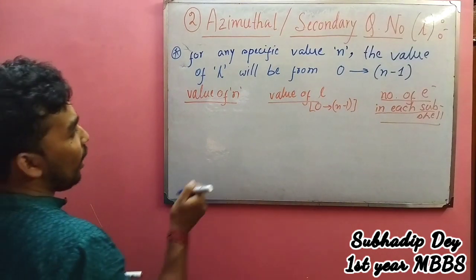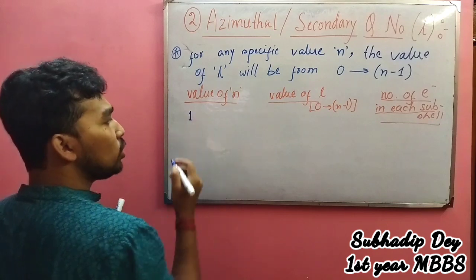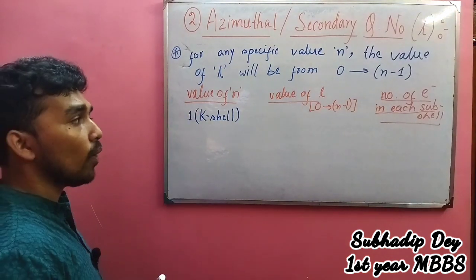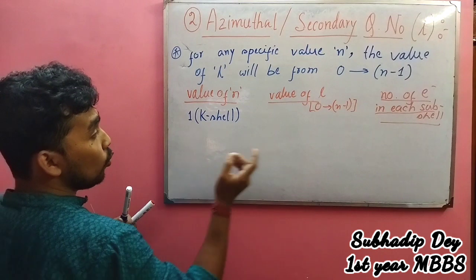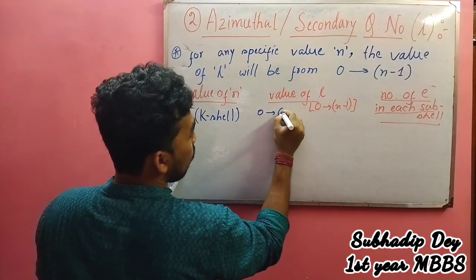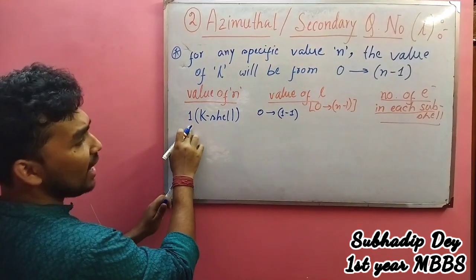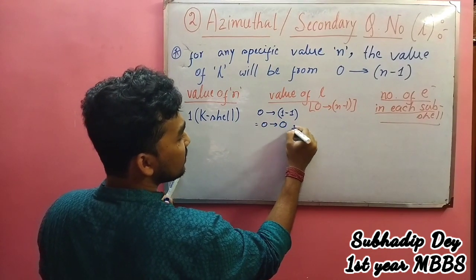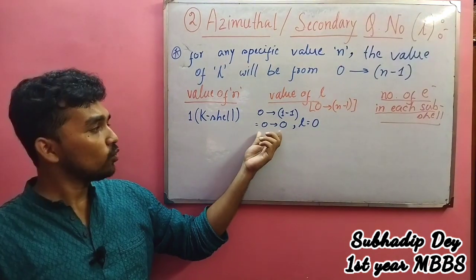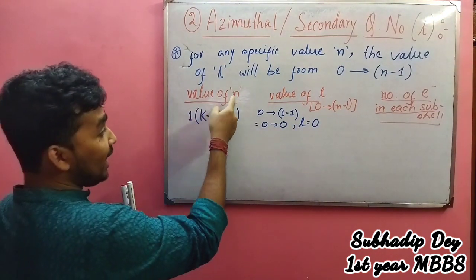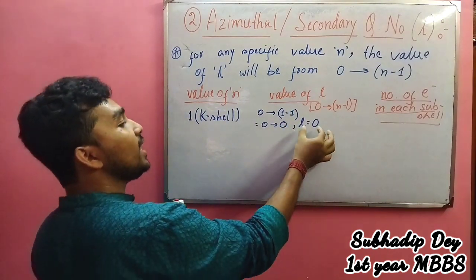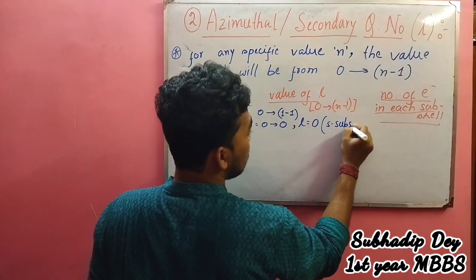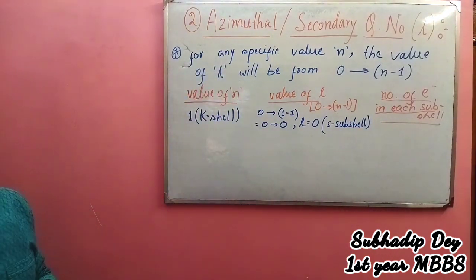तो हम मान लेते हैं कि value of n is 1. तो n equal to 1 मतलब K shell, K orbit. So for K orbit n equal to 1 and the value of l here will run from 0 to 1 minus 1. n का value 1 है यहाँ पर. So 0 to 1 minus 1 मतलब 0 to 0. That means the value of l is only equal to 0, right? So for n equal to 1, l will be only equal to 0, and you should know l equal to 0 मतलब s subshell. Okay, so you have to know this idea.